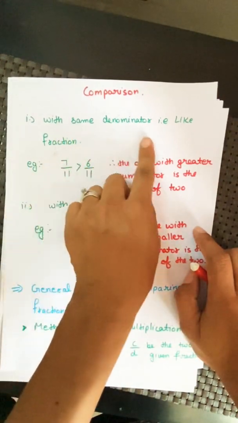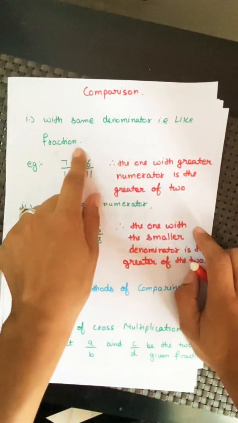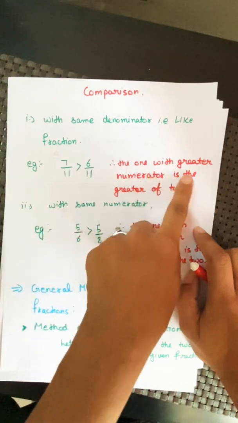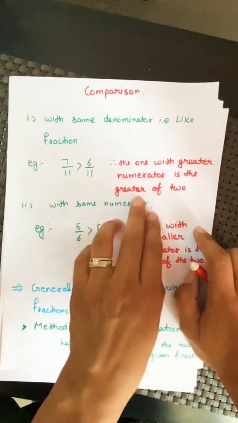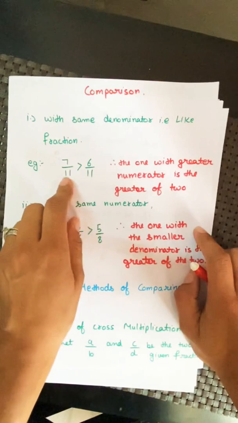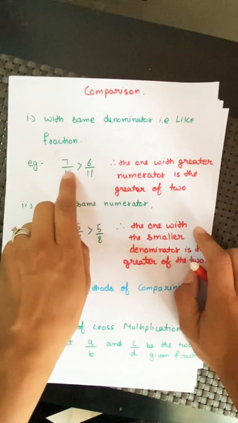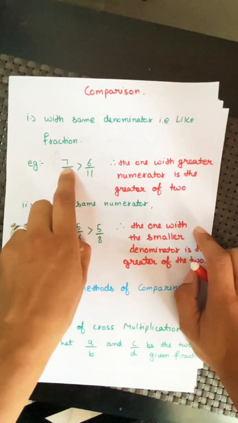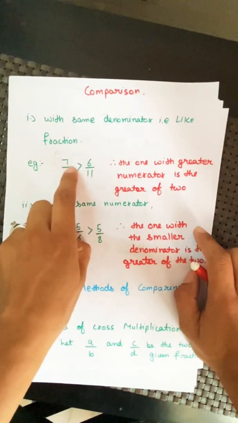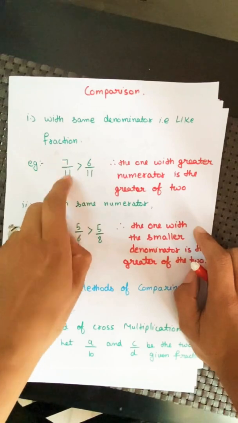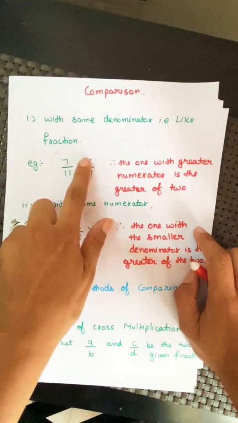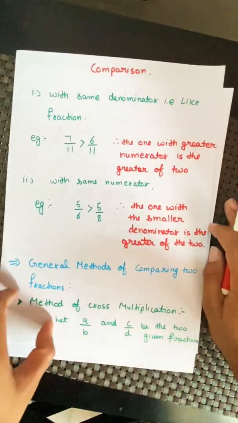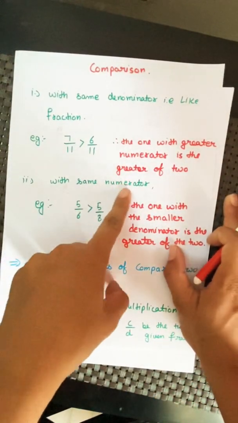So with the same denominator, in the case of fractions with the same denominator, the one with the greater numerator is the greater of the two. That is, if we compare 7 by 11 and 6 by 11, the denominator is the same, so we will check the numerator. As 7 is greater than 6, 7 by 11 is greater than 6 by 11.